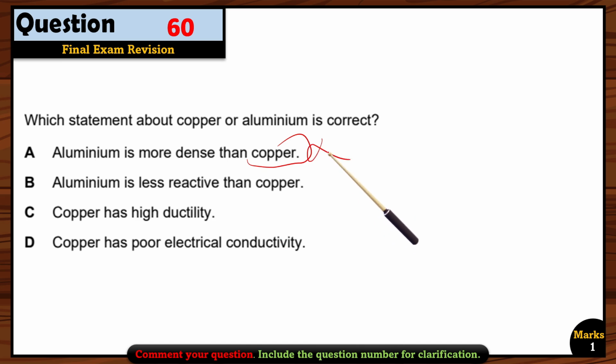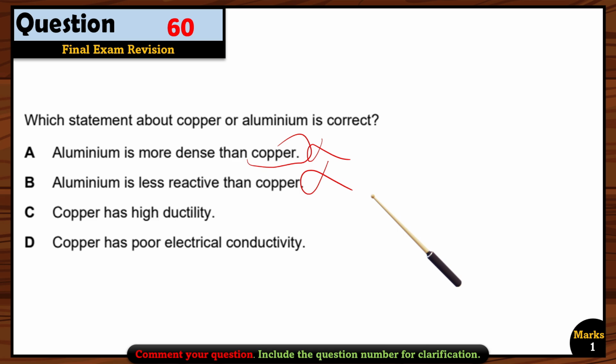Aluminium is less reactive than copper. Again, not right because the transition metals are the least reactive compared to other metals. So even if you don't remember the reactivity series for this question, you all should know that aluminium is not a transition metal, so it is more reactive than the copper. Copper has high ductility. Yes, this option is right.